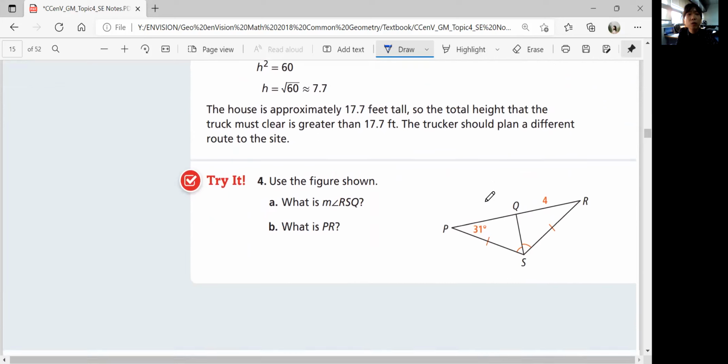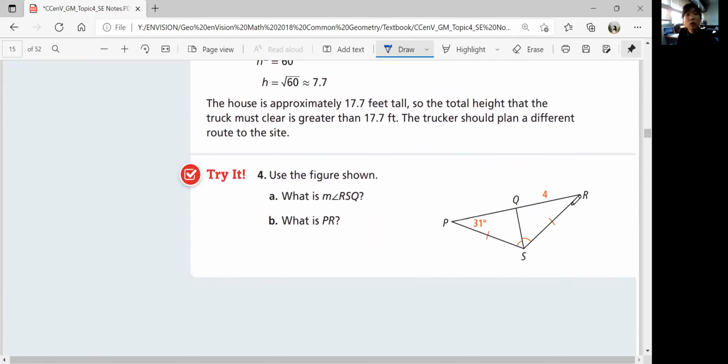Let's use the figure shown. What is the measure of angle RSQ? And what is the length of PR? Come back for answers when you are ready.